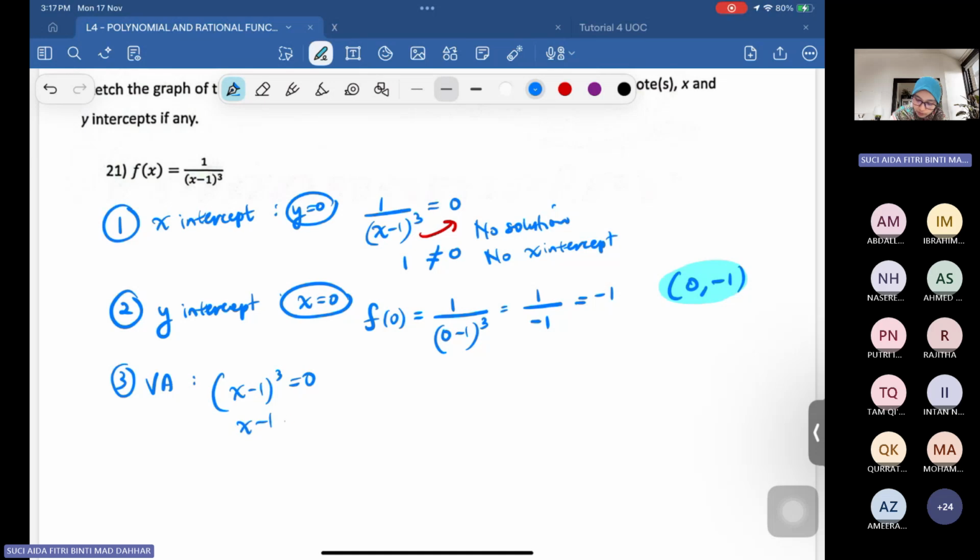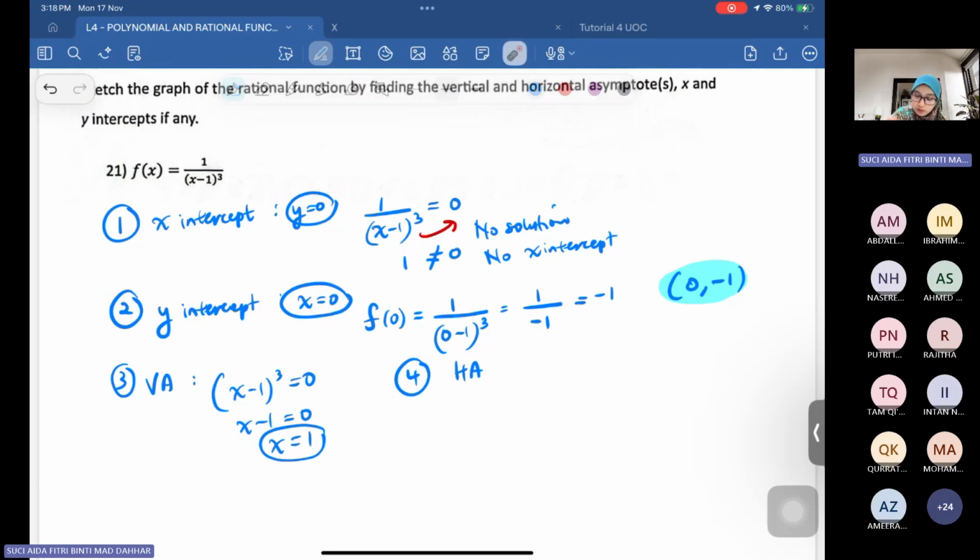So x minus 1 is 0, then x is equal to 1. That means you have only one vertical asymptote. Next, number 4 is get the horizontal asymptote. How do you get the horizontal asymptote?